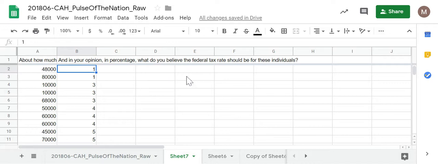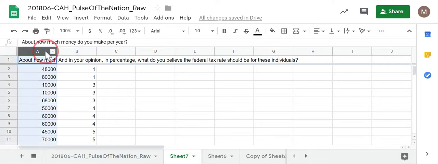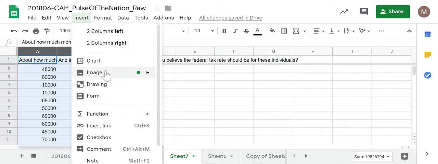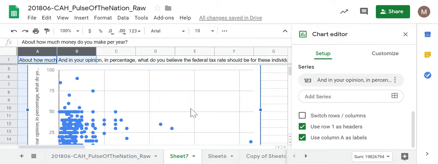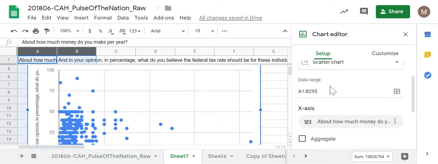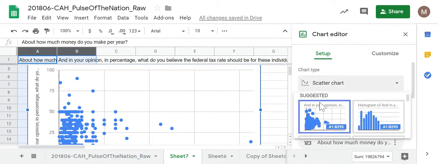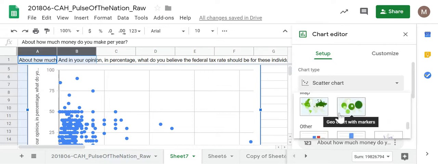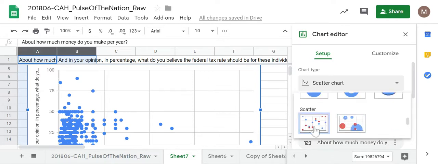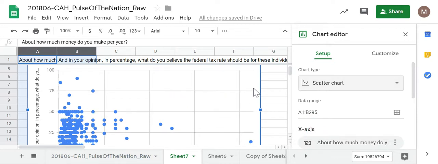Now we're going to make a little graph of this data. So I'm going to highlight both of these columns. I'm going to go Insert, Chart, and it gives me this. Oh, it gave me a scatter plot to begin with. Sometimes it doesn't. If it doesn't give you a scatter plot to start with, under Chart Type, I can select a scatter plot down here in case it doesn't give me one to begin with, but it gave me one to begin with I'm happy with.